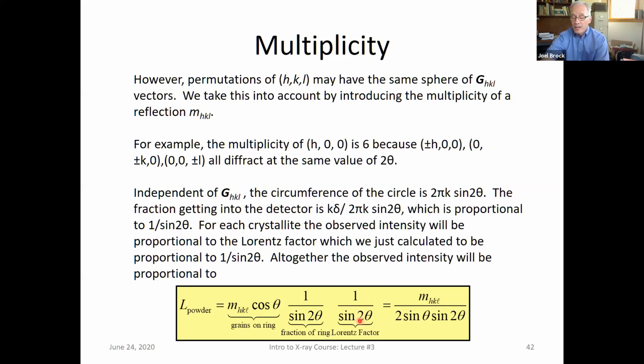We've already talked about the number of grains. This is the multiplicity. There's a fraction of the ring. These are the Lorentz factors we can calculate. And there's an L factor which has all of these corrections, which are just geometrical corrections you can put in to actually calculate your data back. The whole idea is to get from your observed data back to the fundamental unit cell structure factor.